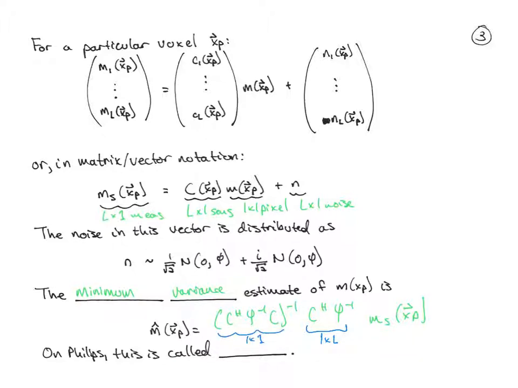On Phillips scanners, such as we have at Vanderbilt, this is called the clear method, the clear reconstruction method. What they do on the Phillips system is they measure the noise correlation matrix across the coils, and they measure the sensitivity values, and so that gives them everything they need to get this coil combination vector that they multiply into the individual coil images.